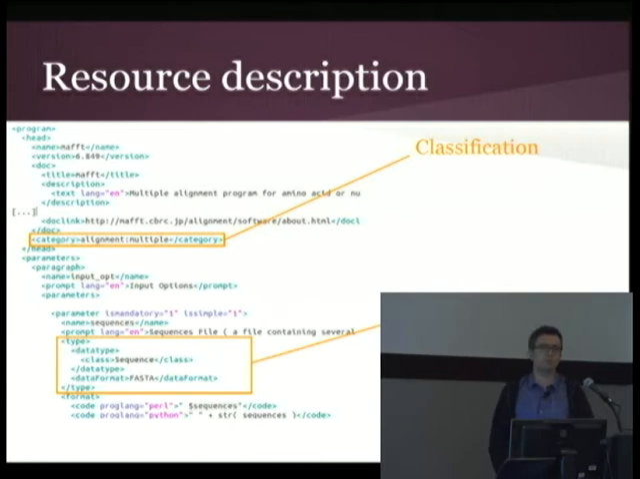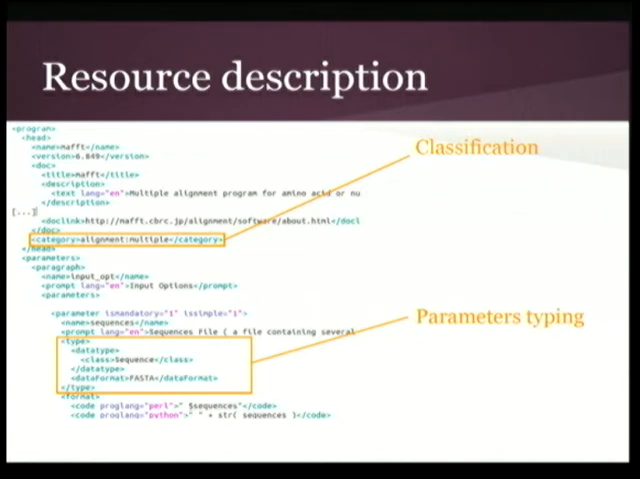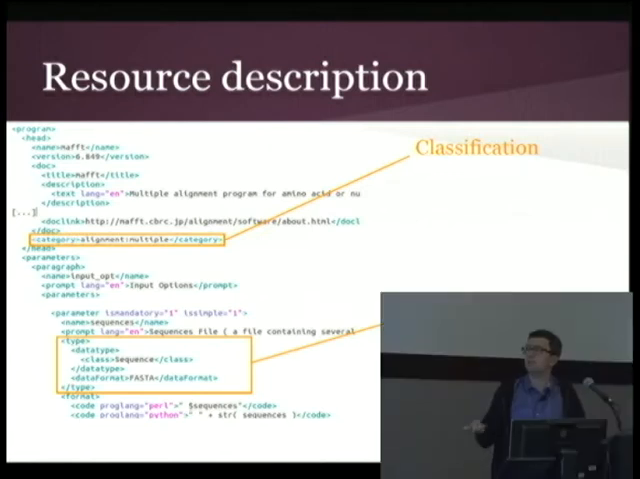So to integrate resources in Mobyle, what you need to do is to write an XML file. This XML file includes many different pieces of information, such as the name of the program, its authors, the publication associated, and also some information which is used for discovery and integration. The category tag that is used for the classification, and the parameters typing information for each parameter.